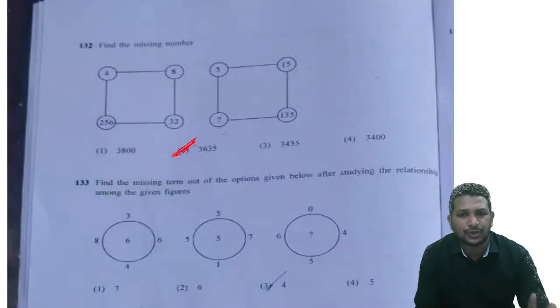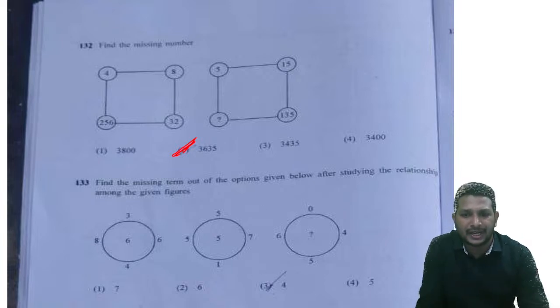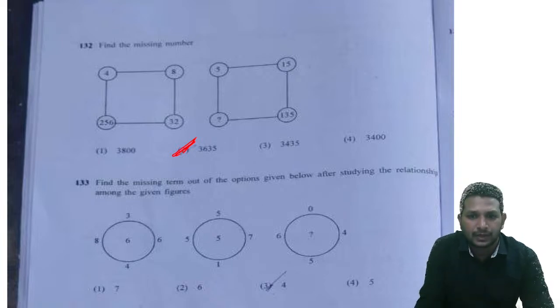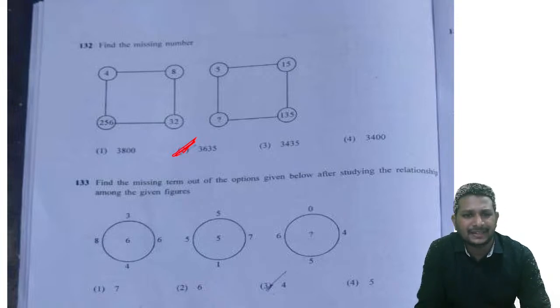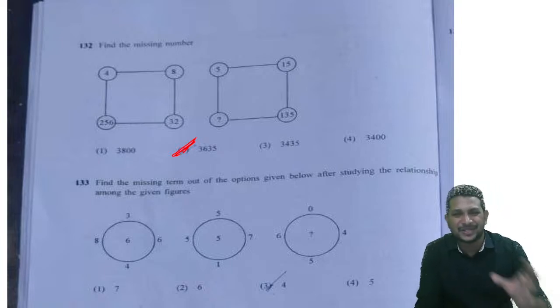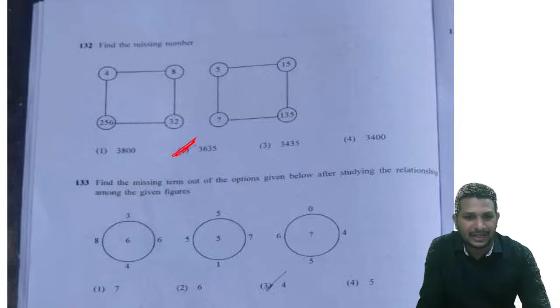Mostly it will be an add score. Okay, don't worry. Next question number 133. In 133 also, they gave a diagram, right? So 8, 3, 6, 4. This is also a tricky one. The number based diagrams are always a tricky one, right? So let's see what happens with this logic.